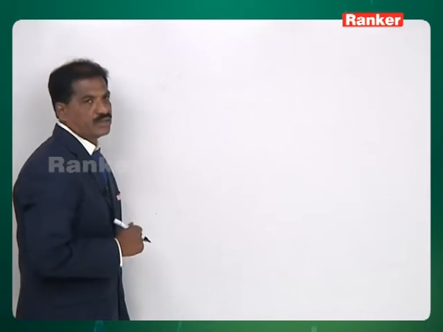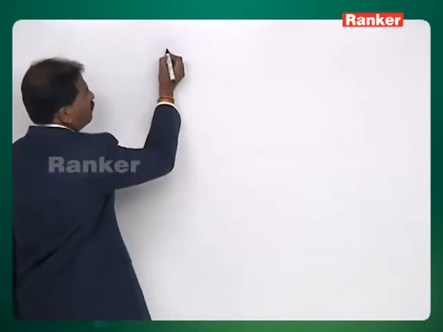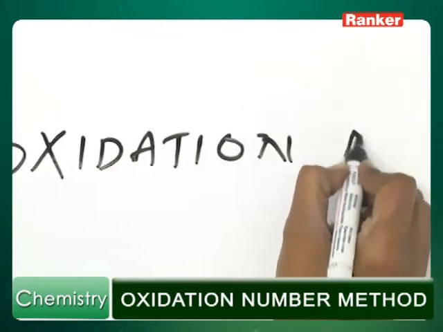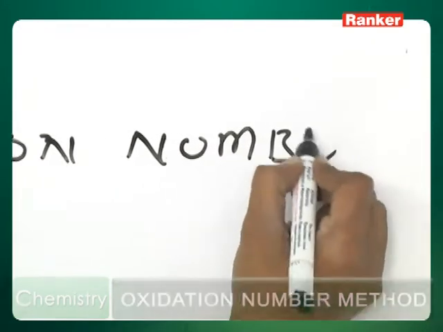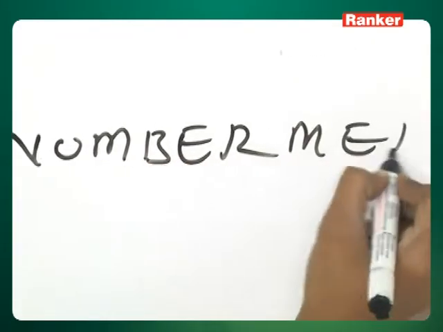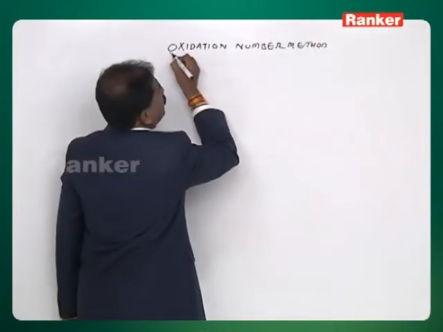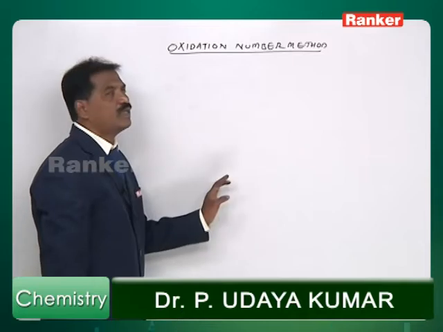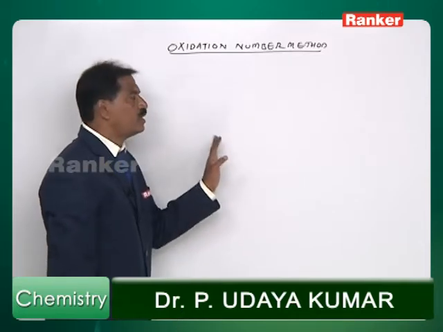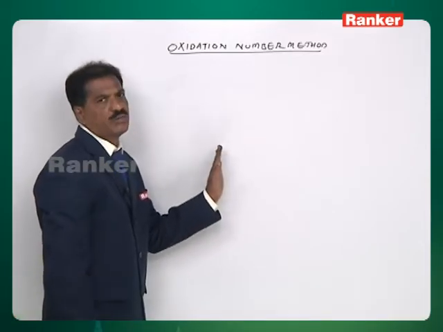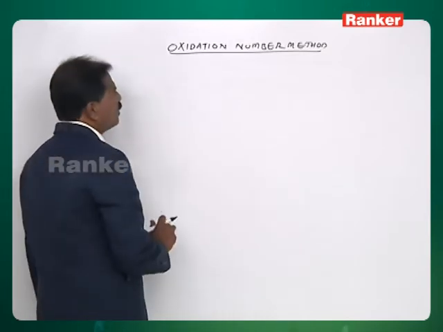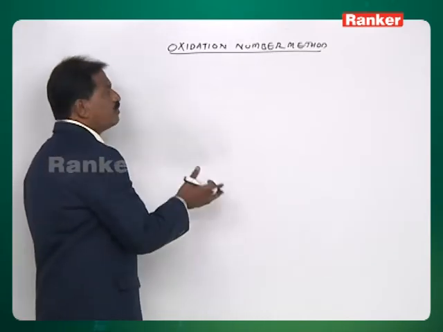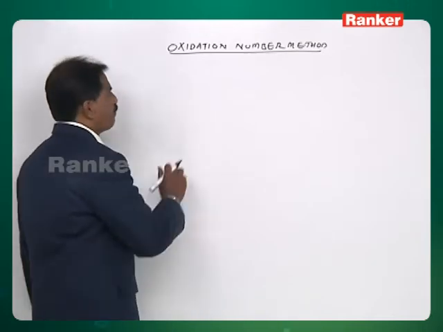Balancing of the redox reactions through the oxidation number method. This oxidation number method is usually applied for any redox reaction in which neutral molecules participate. It can also be applied even for the reactions in which ions participate. So for any type of species, this method can be applied.